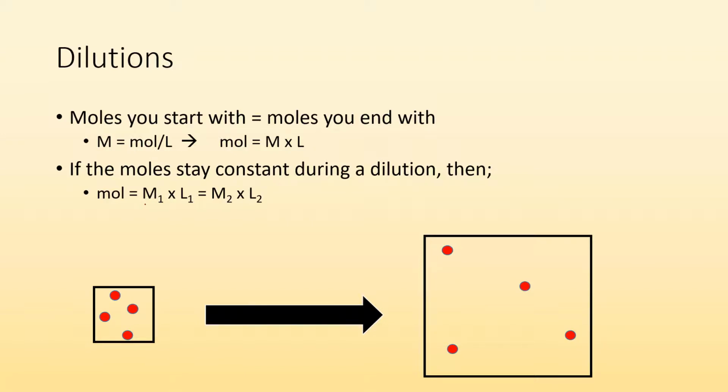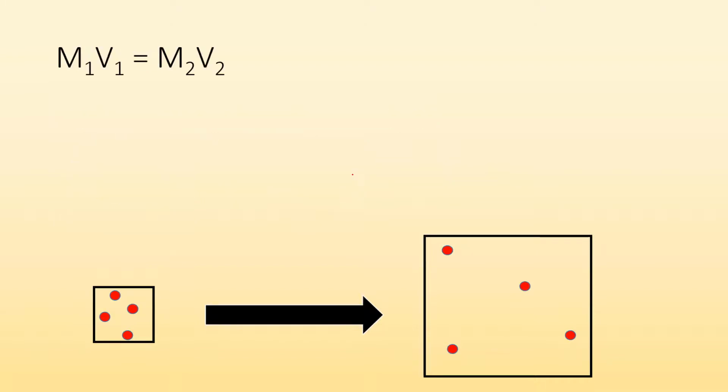So we have M1 times L1 has to equal M2 times L2 because the moles stay constant, which also means M1V1 equals M2V2. The only difference is I changed liters to volume. And the reason I did that is because as long as I'm using the same unit on both sides, it doesn't matter what the unit is.